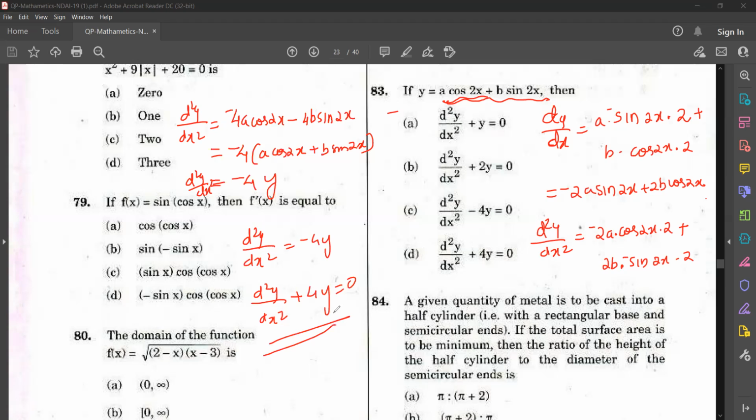That is the correct answer. Option D: d square y by dx square plus 4y is equal to 0. Option D is the correct answer. So that is a direct question. You only have to take the derivative 2 times.